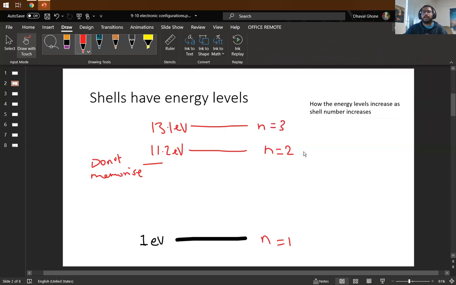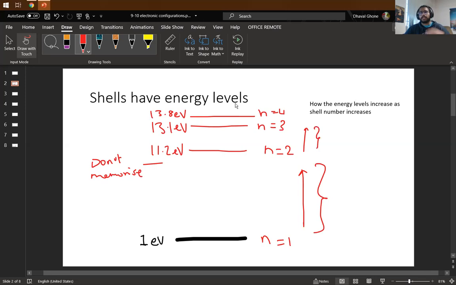And so we have an increase in energy, but the amount of increase is smaller than the increase from 1 to 2. The trend is that it increases, but the rate of increase keeps going down as you go higher. With this logic, n equals 4 is higher than n equals 3, but the distance is even smaller. n equals 4 lies much closer, at 13.8 eV. And you can keep going up this ladder, and the distance will keep getting smaller and smaller.